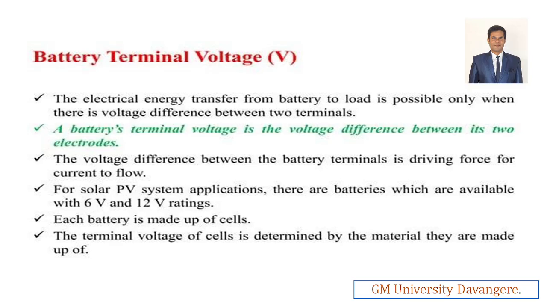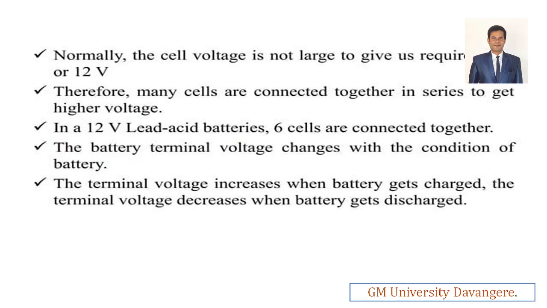So each battery is usually made up of cells. The cells will be arranged in series and parallel to get more current and less voltage, or more voltage and less current. It depends upon the series and parallel combinations, right? Normally the cell voltage is not large enough to give the required 6 volts or 12 volts, right? If you connect the batteries in series, the voltage will get more, right? If you connect in parallel, the current will get more, right?